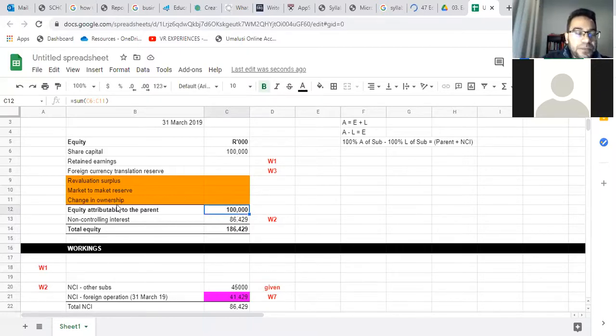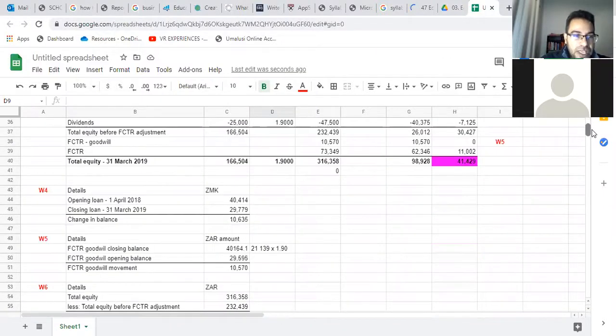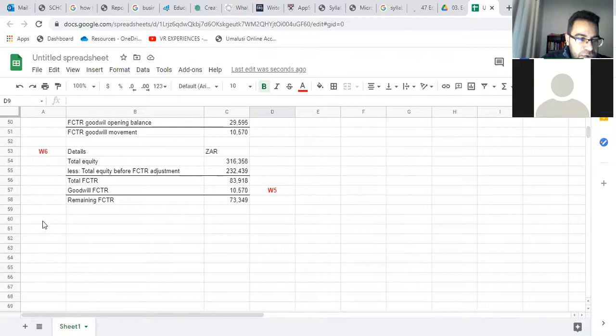So because foreign currency translation reserve relates to the parent, we can only use the column of the parent. And when we use the column of the parent, we only use since acquisition. Okay, so to do that, we want FCTR, right? So we want FCTR.